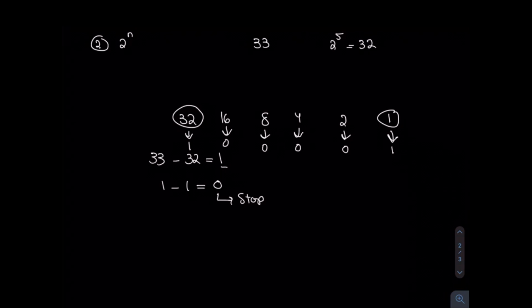Next we will write the binary number, which is 1, 0, 0, 0, 0, 1. So this is the binary number for 33. So what if we had a fraction number? Let's say we have 138.125 and we want to convert it to binary.